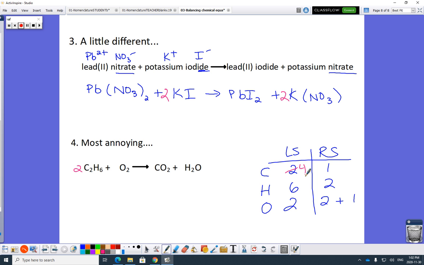So then we're going to put a 4 here. That makes 12 hydrogen. So to make 12 on the other side, I need a 6. And then we have 8 and 6, which is 14. So now we have an even number. So what can I put here?